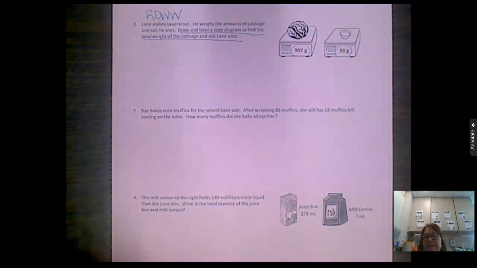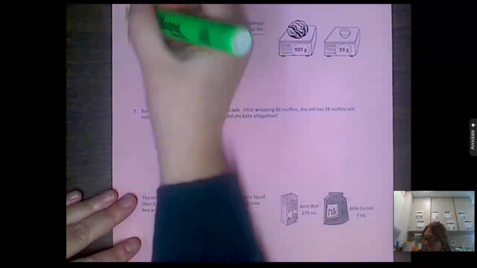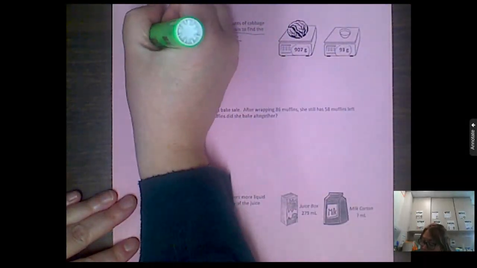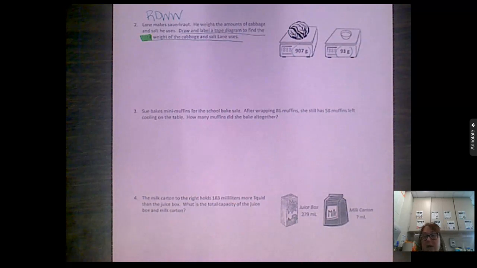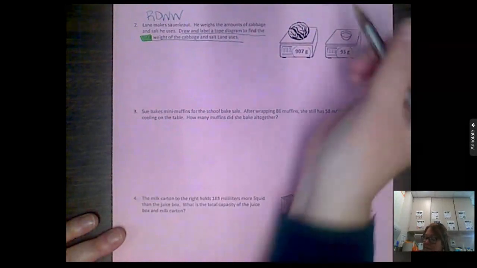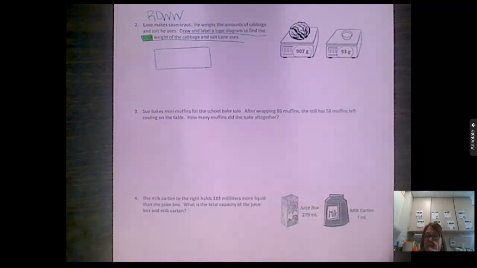Do we have a clue word there? Total, right? We want to find the total weight. Do we have equal groups though? We don't, because total could tell us that we're either going to add or multiply. But we know that if we're going to multiply, we would have to have equal groups, and we don't, right? So if I'm going to make a tape diagram, because it does say to make a tape diagram, how many groups would I have in my tape diagram? 2, right? Because I have the cabbage and salt.